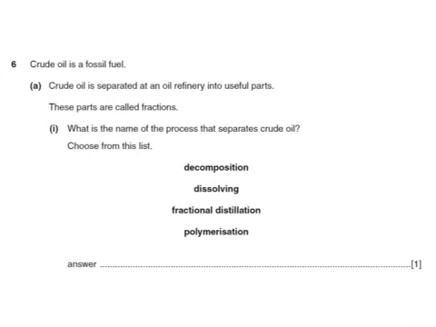A few past paper questions. Crude oil is a fossil fuel. It's separated at an oil refinery into useful parts. These parts are called fractions. What's the name of the process that separates crude oil? That one would be fractional distillation.